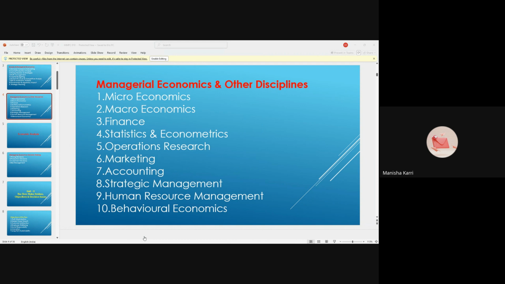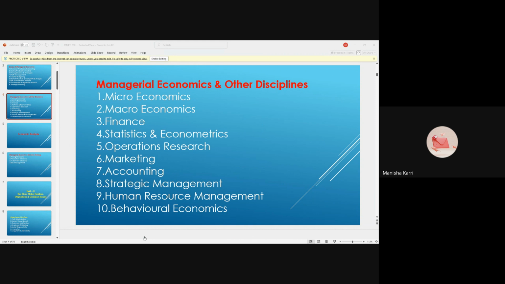Here managerial economics will integrate marketing principles to enhance market analysis and strategic planning. Next one is accounting. It includes the measurement, processing, and communication of financial information. Managerial economics uses accounting data to analyze costs, revenues, and profitability, which aids in financial decision making, is nothing but accounting.